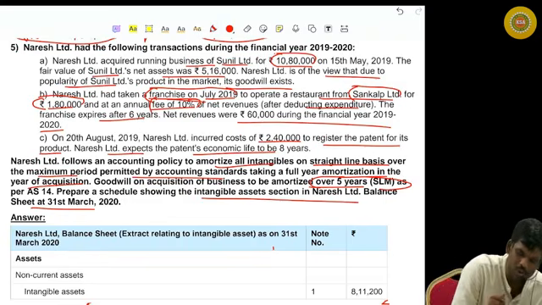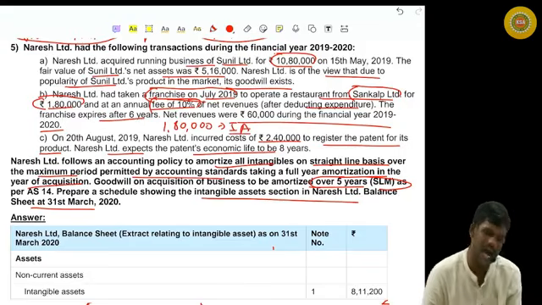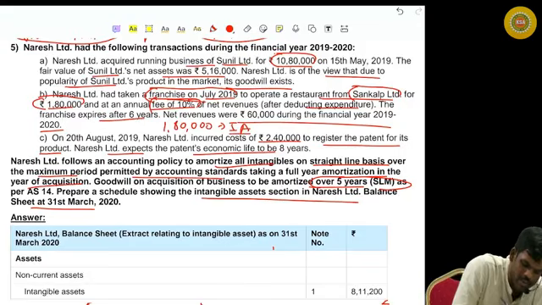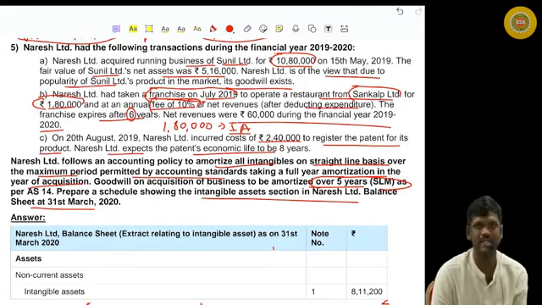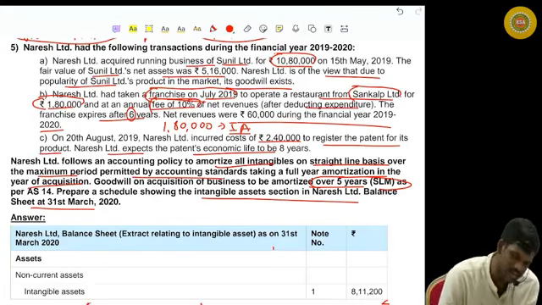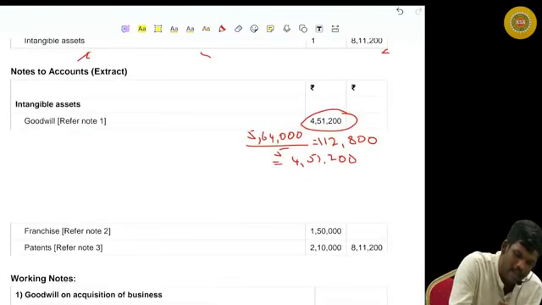Now, 2 payments you have to make. One is this 1,80,000. This 1,80,000 will be capitalized and shown as an intangible asset. It should be amortized for a period of 6 years. So 1,80,000 by 6, 30,000 will be the amortization. So 1,80,000 minus 30,000, 1,50,000 will be the carrying amount of the franchise in the balance sheet.